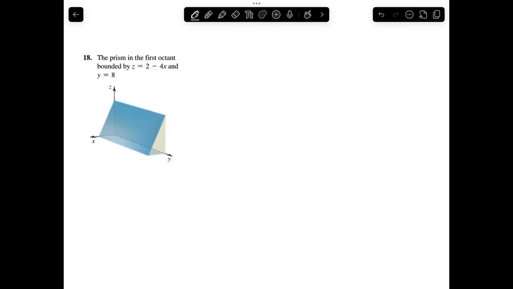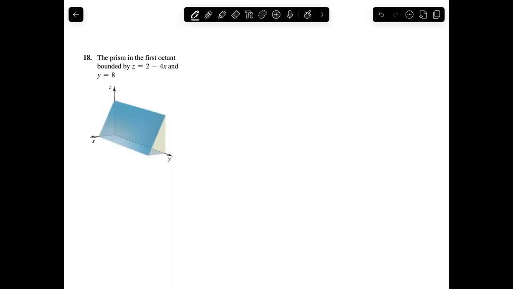Right, so we've got number 18 here. It says the prism in the first octant bounded by z equals 2 minus 4x and y equals 8. Okay, cool. All right. So my first step when attempting these problems, I'm going to define my R3 simple.